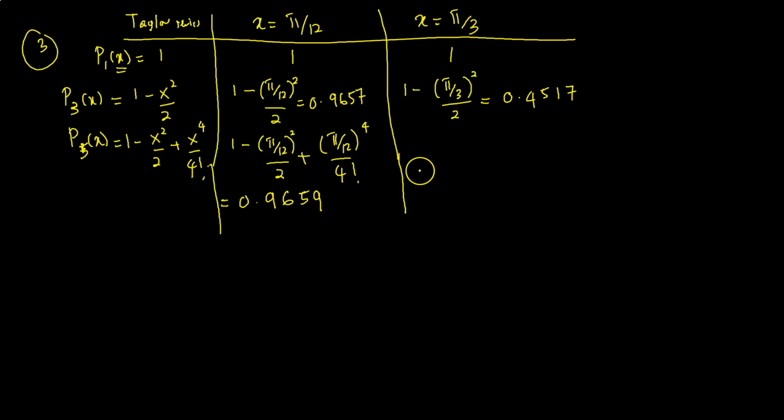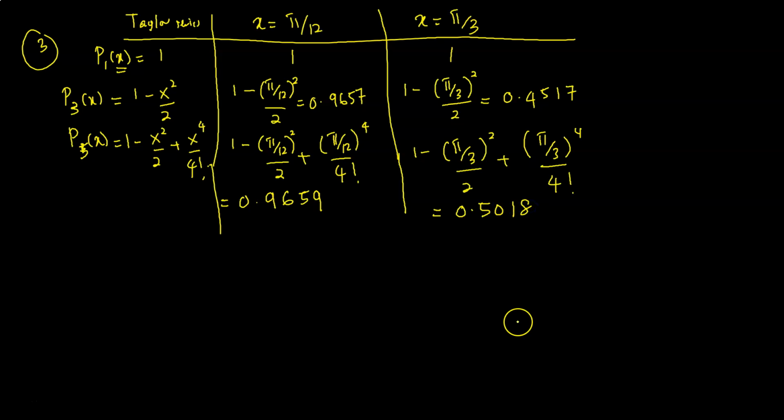And then class, for this one, we substitute our x with pi over 3. We get 1 minus pi over 3 to the power of 2 divided by 2 plus pi over 3 to the power of 4 divided by 4 factorial. You use your calculator, you'll get the answer 0.5018.